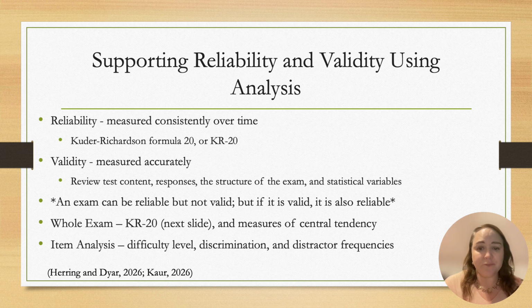So when we're looking at each item for the item analysis, we look at the difficulty level, we look at the discrimination, and we also look at the distractor frequencies. Herring and Dyer in 2026 reviewed literature indicating that academic nurse educators use the KR20 and measures of central tendency to look at the entire exam, and they analyze items in their exam using the difficulty level, the discrimination index, and the distractor frequencies. Professional development and years of experience in nursing education most predicted the use of these evidence-based strategies.